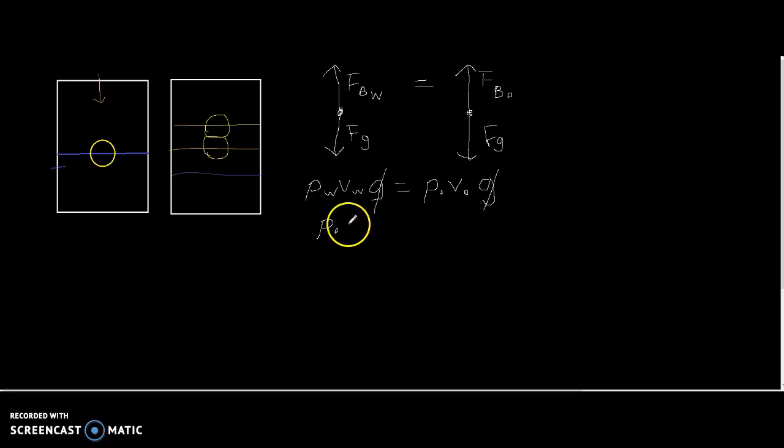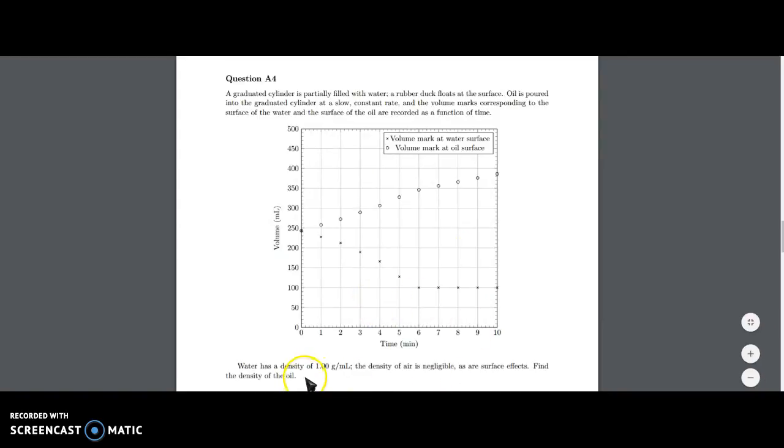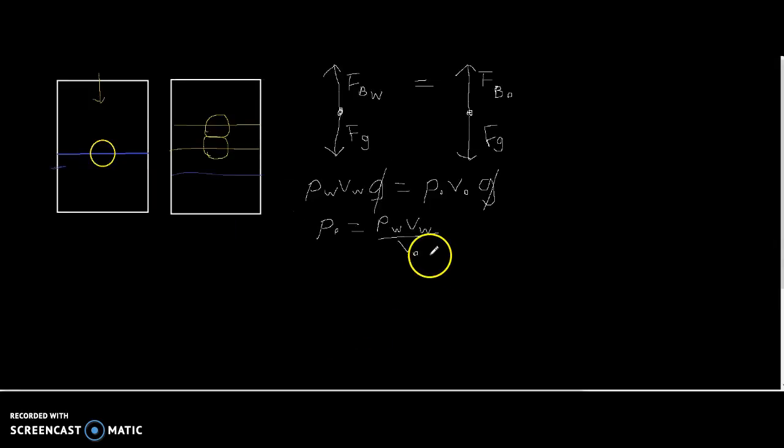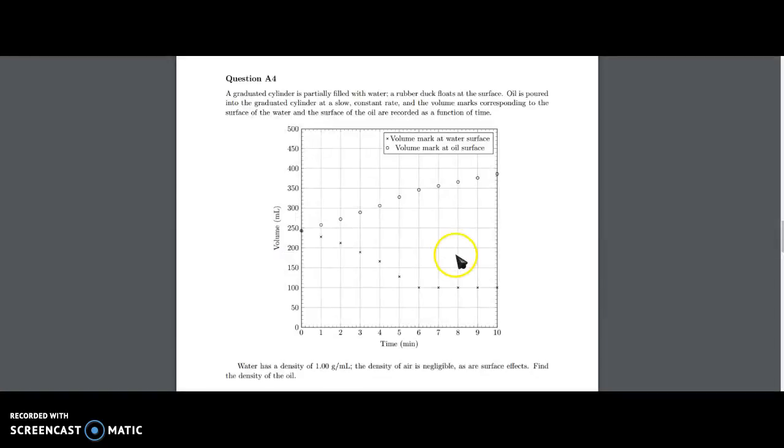We're solving for the density of the oil. So the density of the oil is equal to the density of the water times the volume of the water over the volume of the oil. At this point, we have to use our graph. We are given the density of the water, 1 gram per milliliter. We need to figure out the volume of the water displaced, and remember, these are displaced volumes, and the volume of the oil displaced.